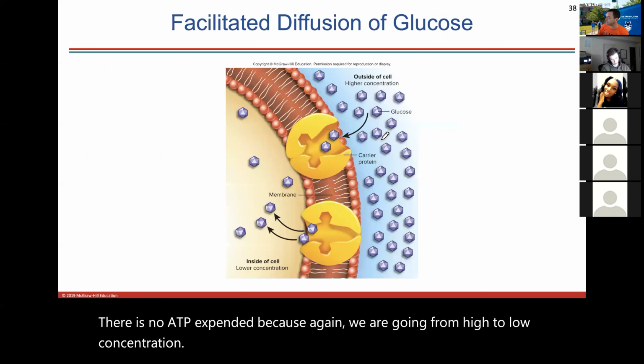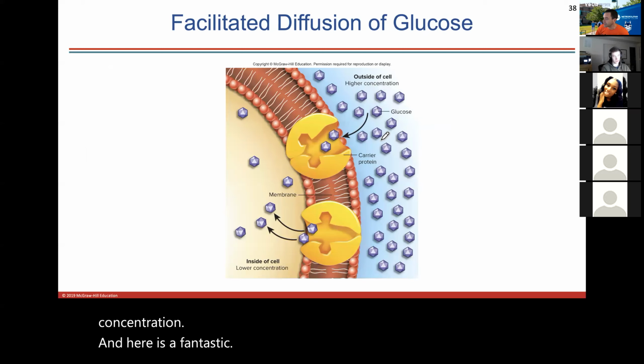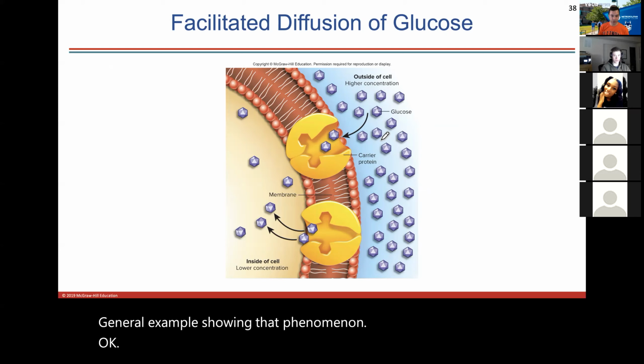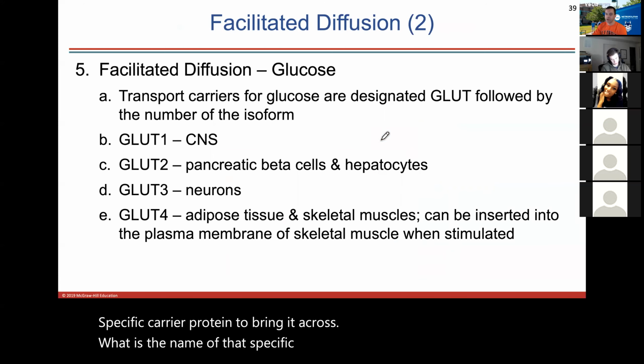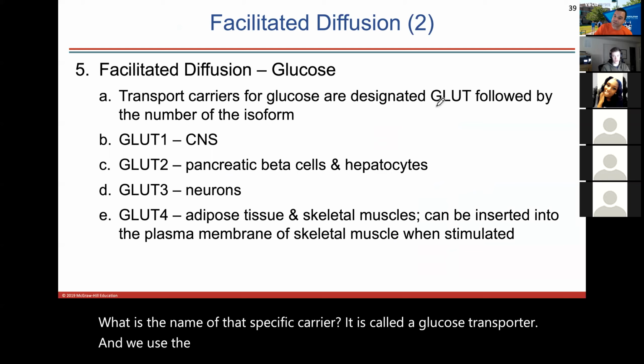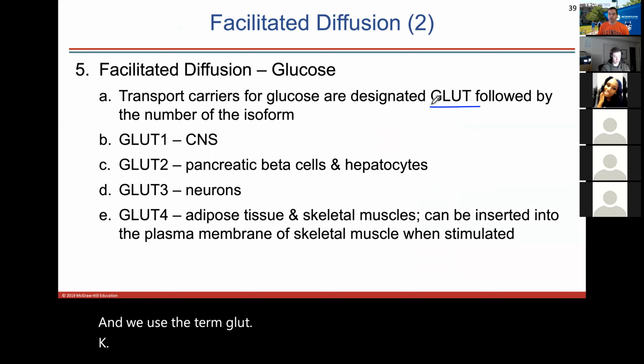And here is a fantastic general example showing that phenomenon. Okay. There's glucose. It's big. Can't easily come across. And we have our specific carrier protein to bring it across. What is the name of that specific carrier? It is called a glucose transporter. And we use the term GLUT. Okay. Glucose is the best example when it comes to facilitated diffusion.